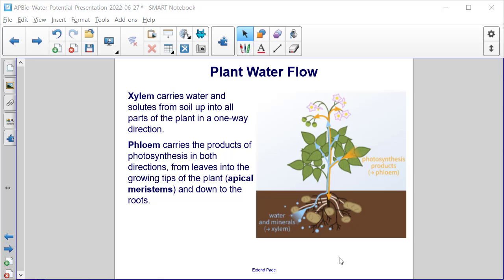Phloem, so big picture here, xylem is only one directional, from the ground, from the soil, up into the plant. Phloem carries the products of photosynthesis in both directions, from leaves into the growing tips of the plant, which are known as the apical meristems, and down to the roots.